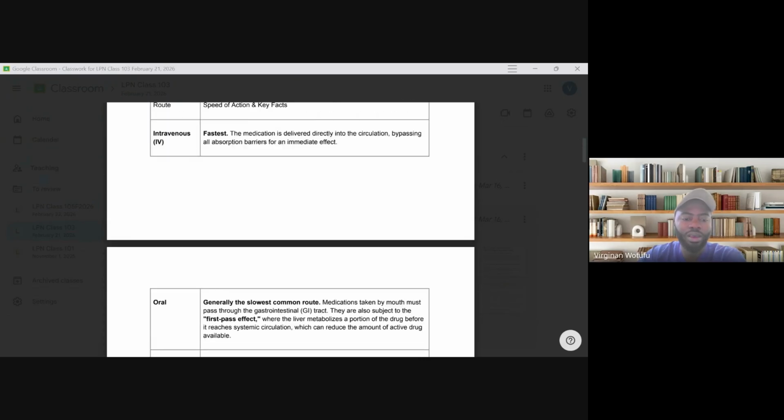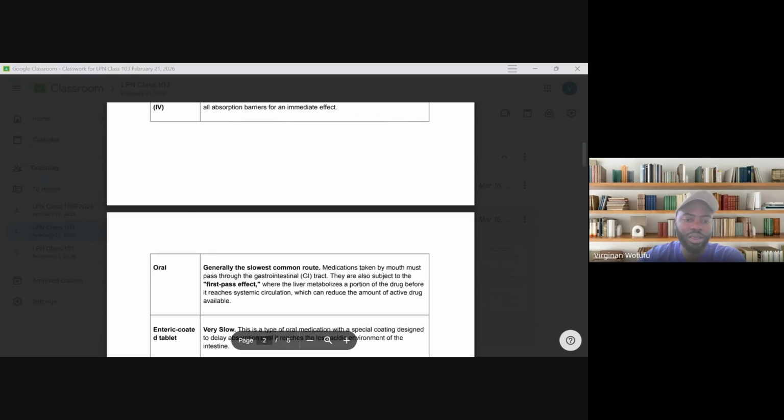And next we have the oral route. Generally, we know this is the most common route, but it's slow because it needs to go through the GI tract, and potentially it has to go through the first-pass effect, where the liver breaks down the medication and reduces its bioavailability before it enters circulation and reaches its intended site.